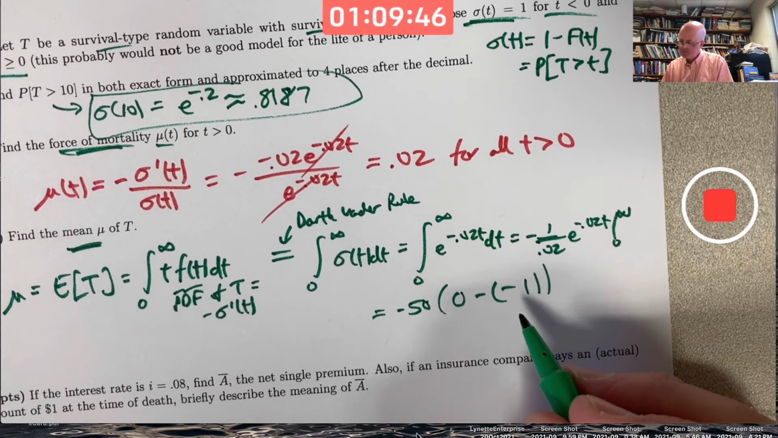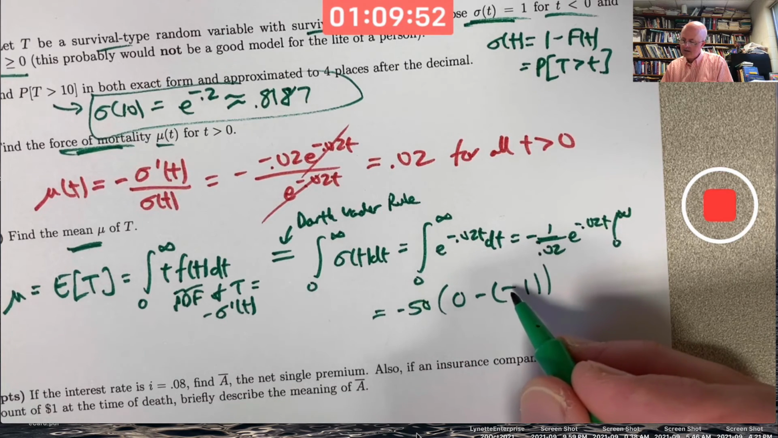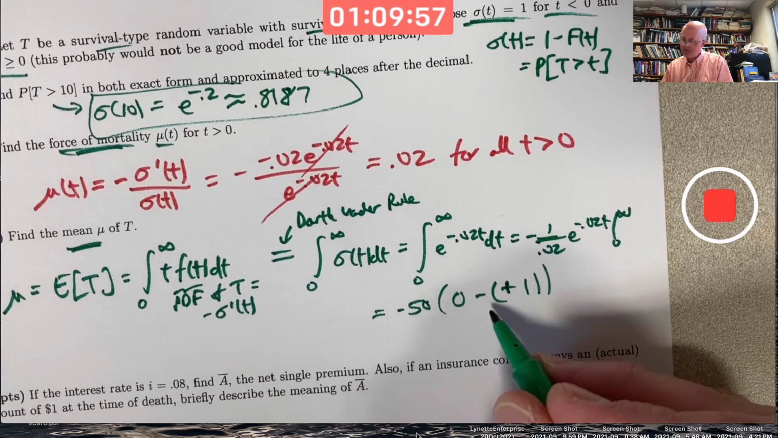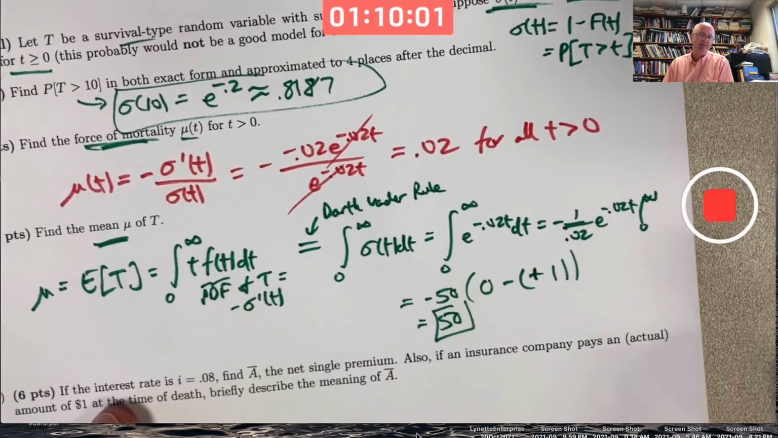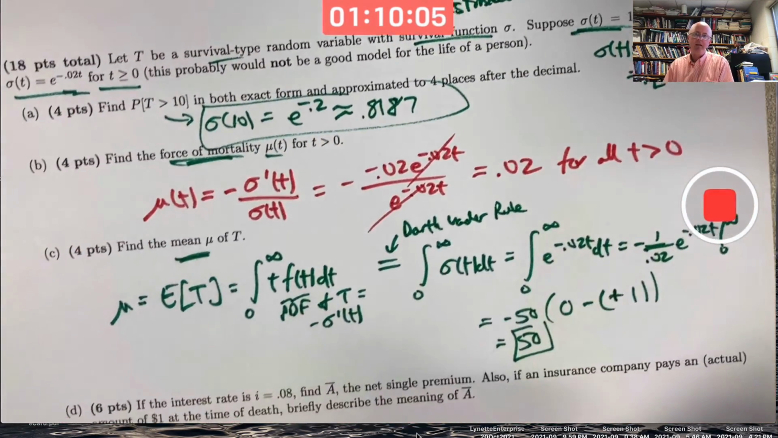mistake somewhere. I guess I'm already taking care of the negative sign out there. So, okay. So we get negative 50 times negative 1 is positive 50. Beta in this case is 50. 1 over beta is 0.02. Okay.